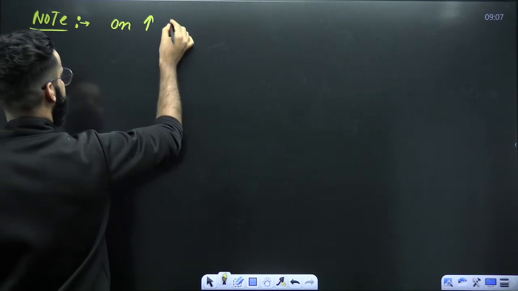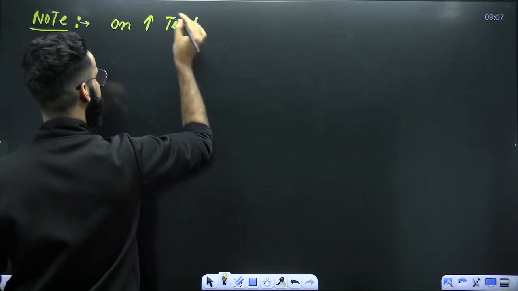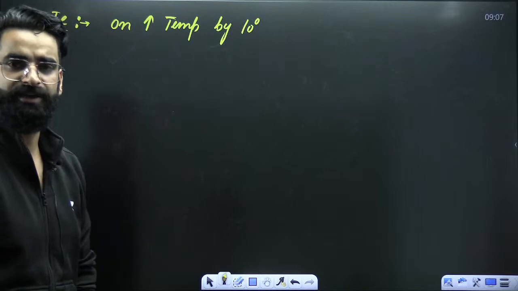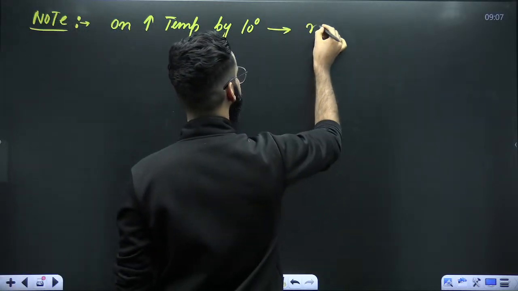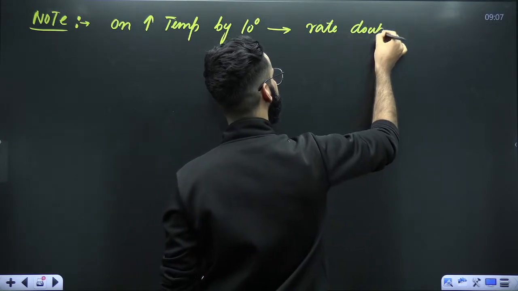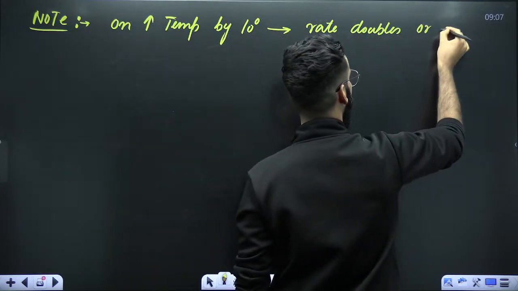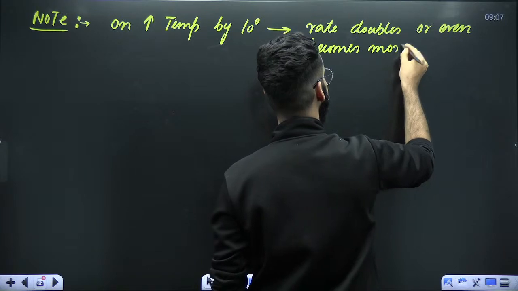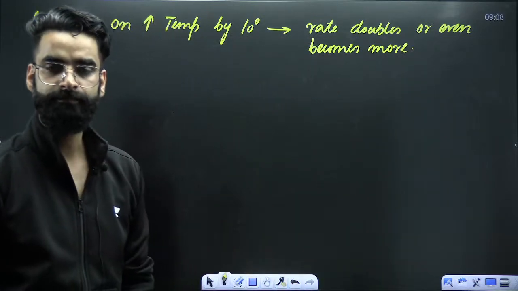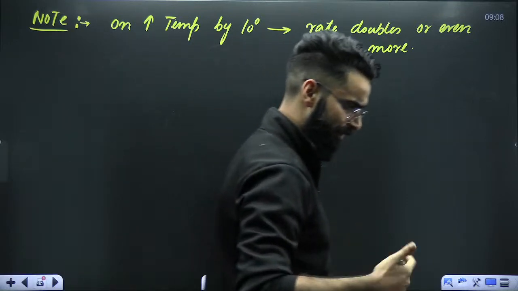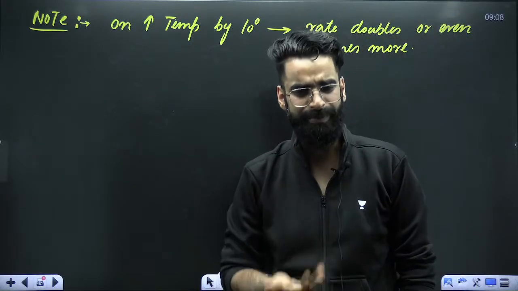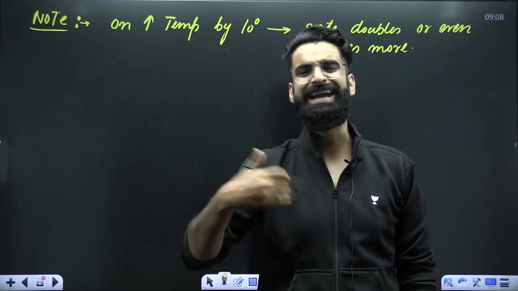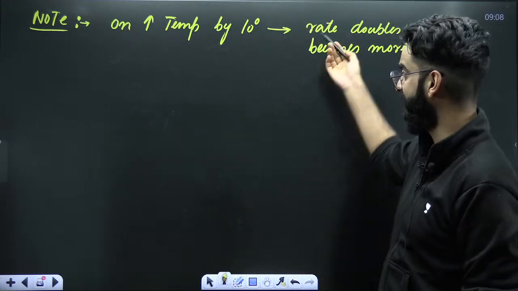Do remember, on increasing the temperature by 10 degree or 10 Kelvin, for example, what happens to the rate? Rate of the reaction doubles, or even becomes more. When you increase the temperature of the reaction by 10 degree, or you can say by 10 Kelvin, do remember, it is basically the rate constant which doubles, or even becomes more. Eventually, rate of reaction increases.